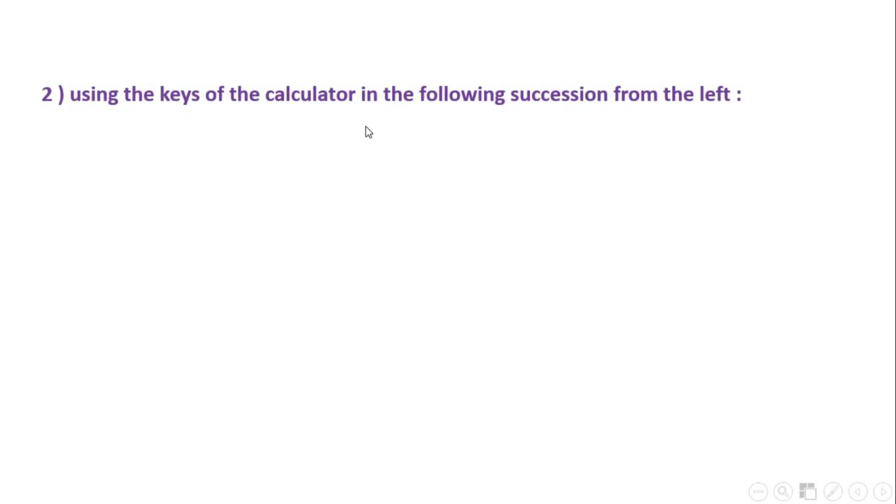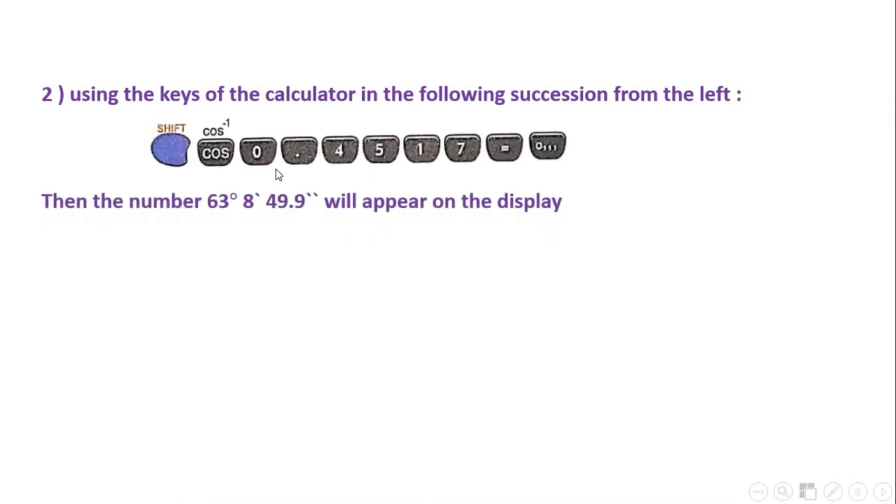Number 2, using the keys of the calculator in the following succession from the left: shift, then cosine minus 1, 0.4517, equals. Then 63 degrees, 8 minutes, 49.9 seconds will appear on the display. Therefore, theta equals 63 degrees, 8 minutes, 50 seconds.